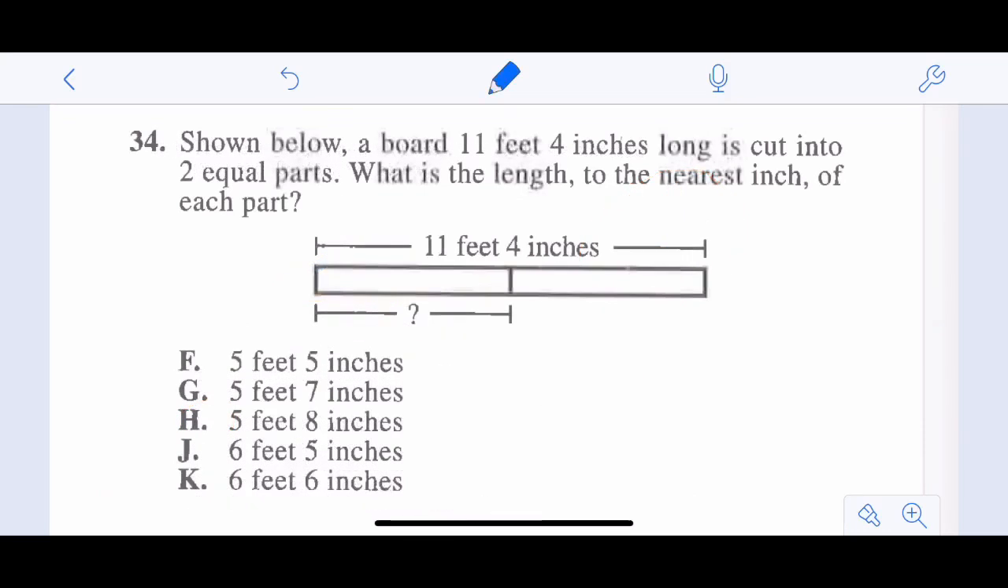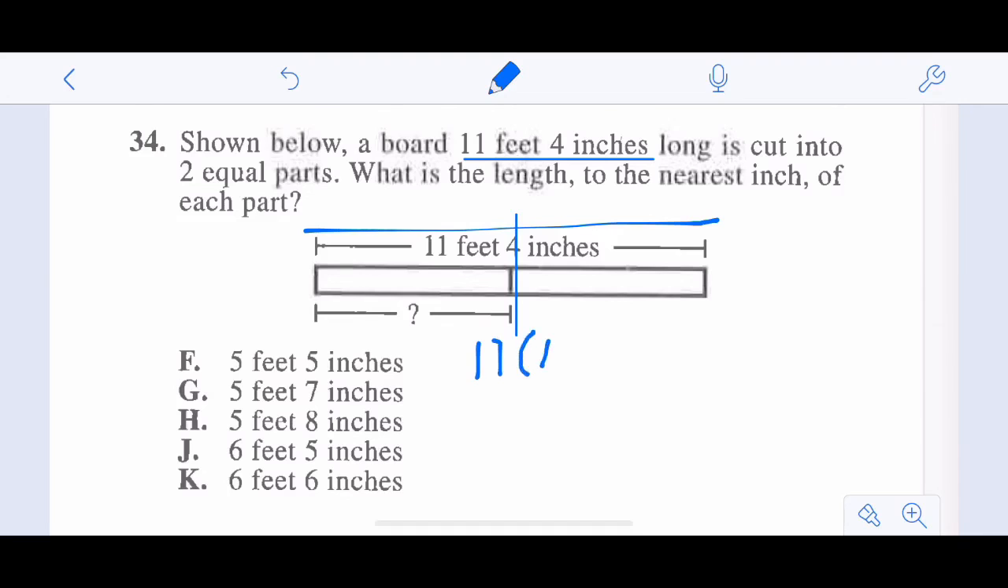Shown below is a board of 11 feet and 4 inches long, so this board here is cut into 2 equal parts. We're going to cut it right in the middle. To the nearest inch, what is the length of each part? Okay, so let's first convert this to inches. So it's 12 inches in a foot. ACT doesn't tell you that here. Sometimes they do, sometimes they don't.